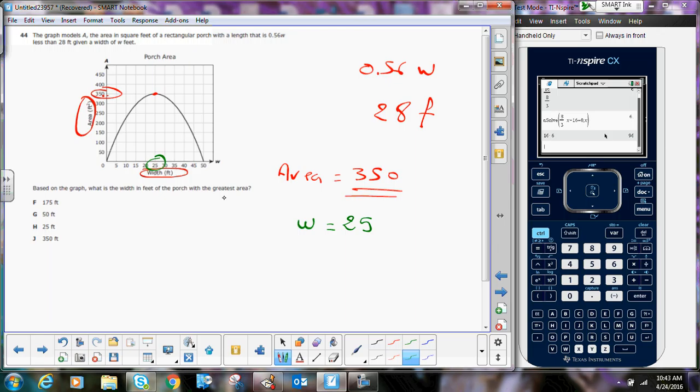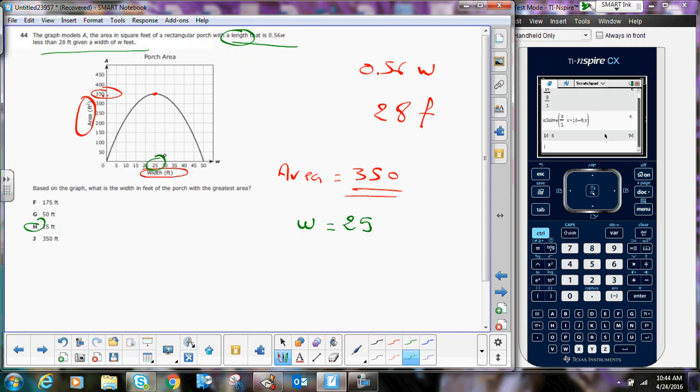But we have to be very careful. What they said, rectangle with the length that is less than, so this is the area of the rectangle. So really, we don't care about the length. If they ask you for the length, it's going to be a different story. But in this case, the width is 25.